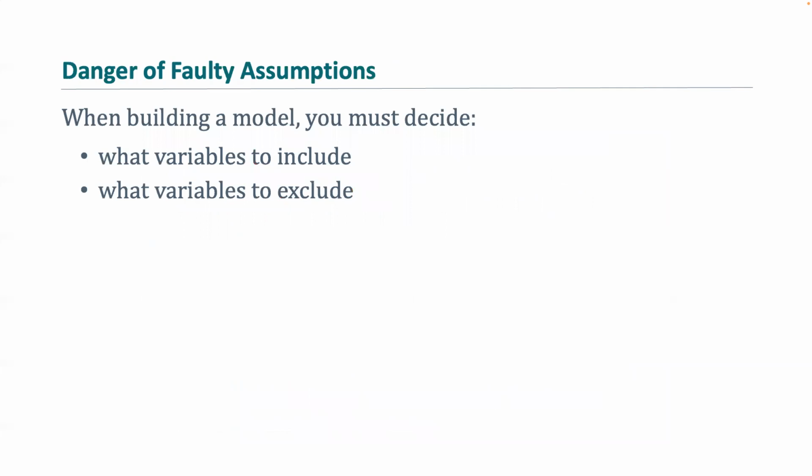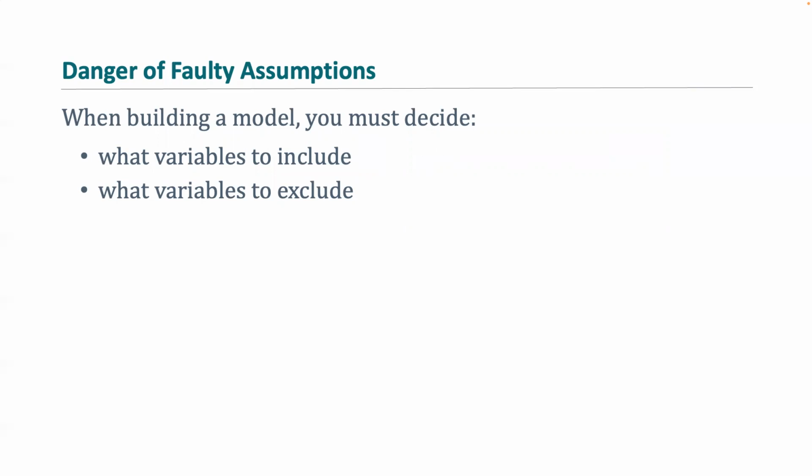As we work on building these economic models and testing them using the scientific method, we have to be aware of the danger of faulty assumptions. It's often pretty necessary to examine and reevaluate our assumptions and models. So what variables should we include? What variables should we exclude?